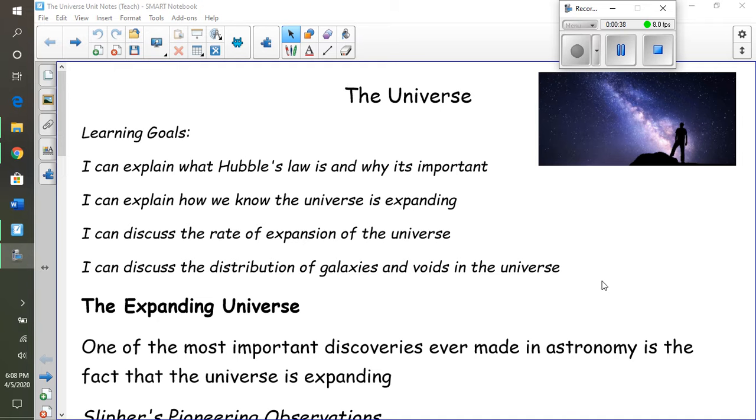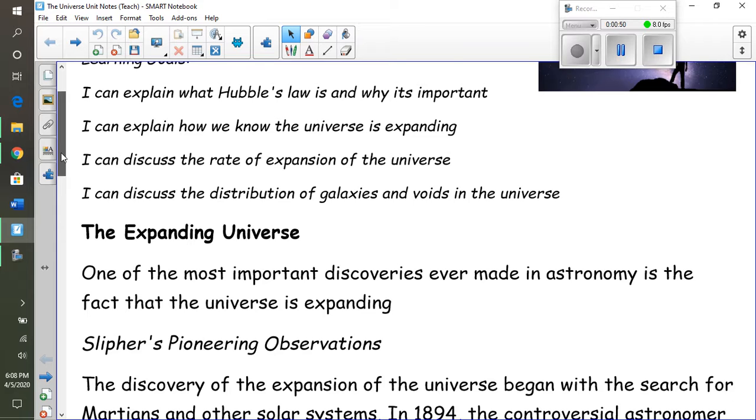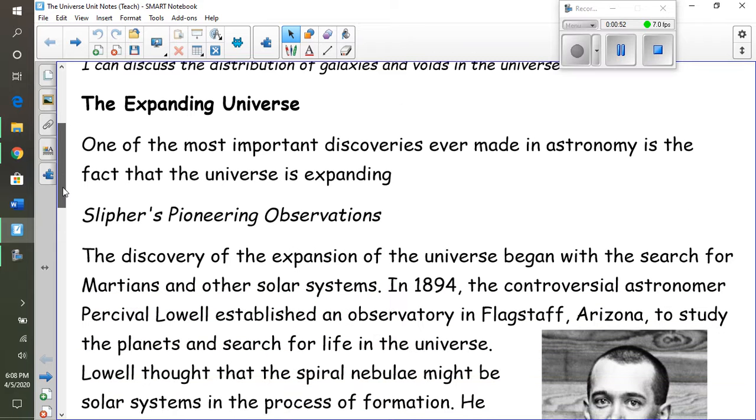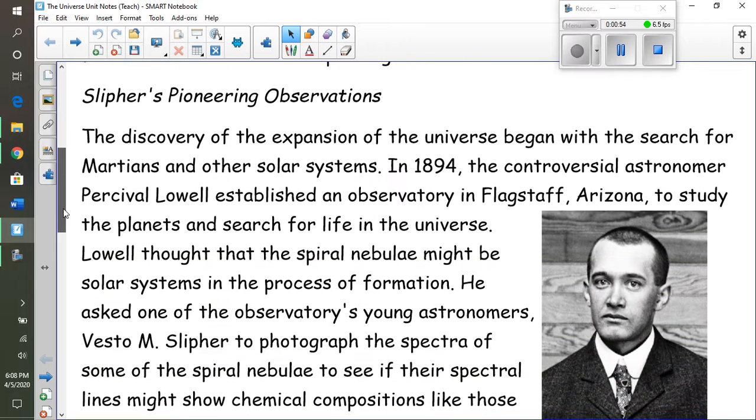So, the fact that our universe is expanding, it's one of the most important discoveries that we've ever made in astronomy. And one of the people who kind of got this started was Slipher. You may recognize this name from one of your CLAs.